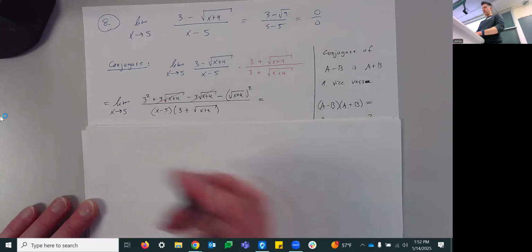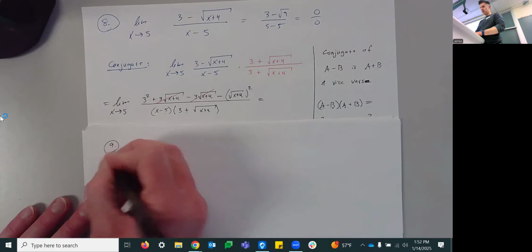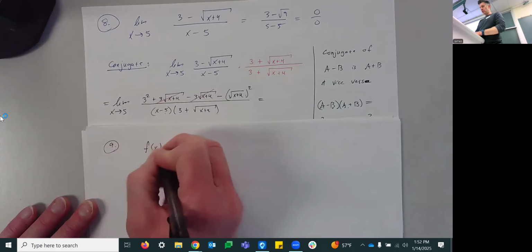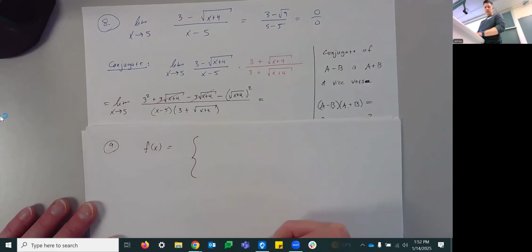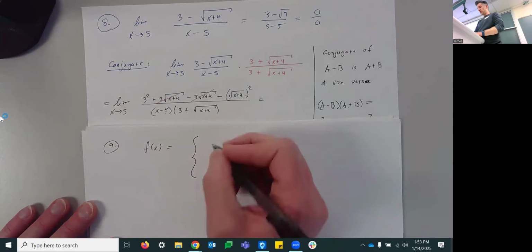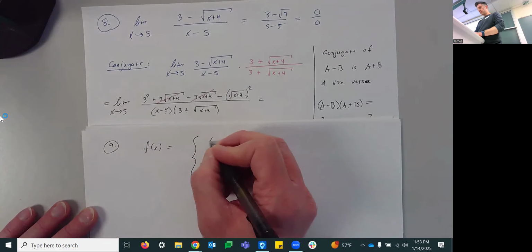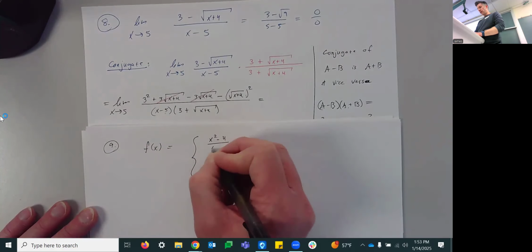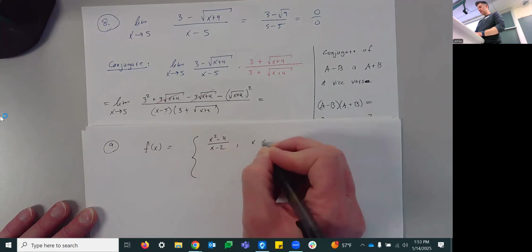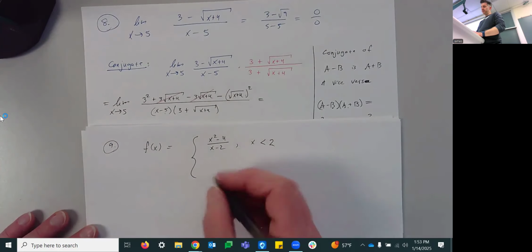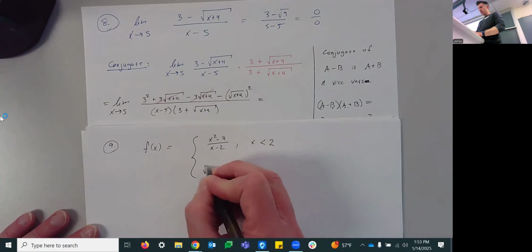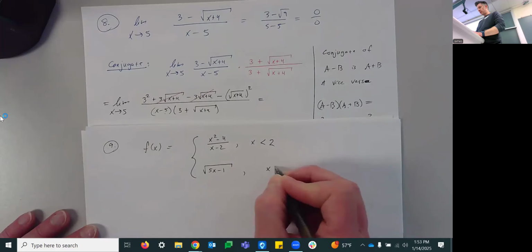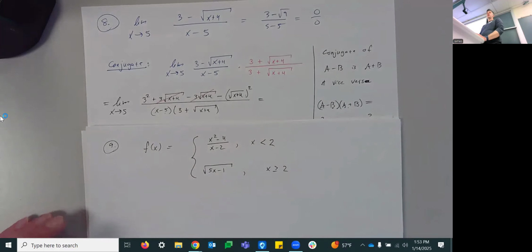So let's say I have a piecewise function. Let's say we have, sure, let's do x squared minus 4 over x minus 2 when x is less than 2, and sure, the square root of 5x minus 1 when x is bigger than or equal to 2. So there's a piecewise function, and I want to know if the limit as x approaches 2 exists, and what would it be?